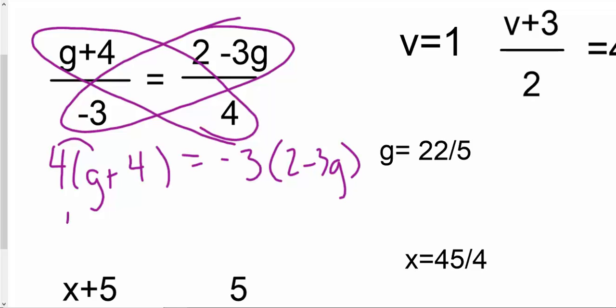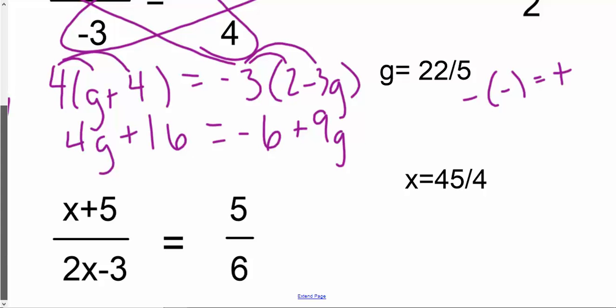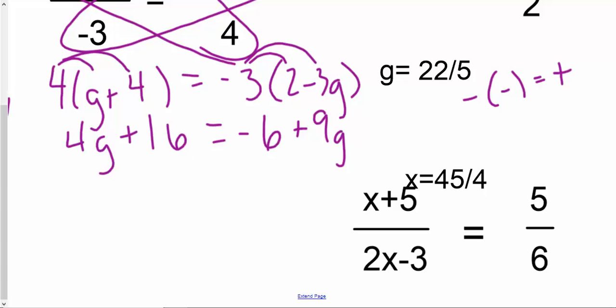So 4 times g is 4g. 4 times 4 is 16. Negative 3 times 2 is negative 6. And negative 3 times a negative 3g gives us a plus 9g. Remember that a negative times a negative makes a positive. From here, we again have that conundrum of let's get our variables all to one side and our constants everywhere else. A constant's just a number without a variable attached to it. So we say, okay, I think there's more g's on the right-hand side. I'm going to subtract 4g from both sides.